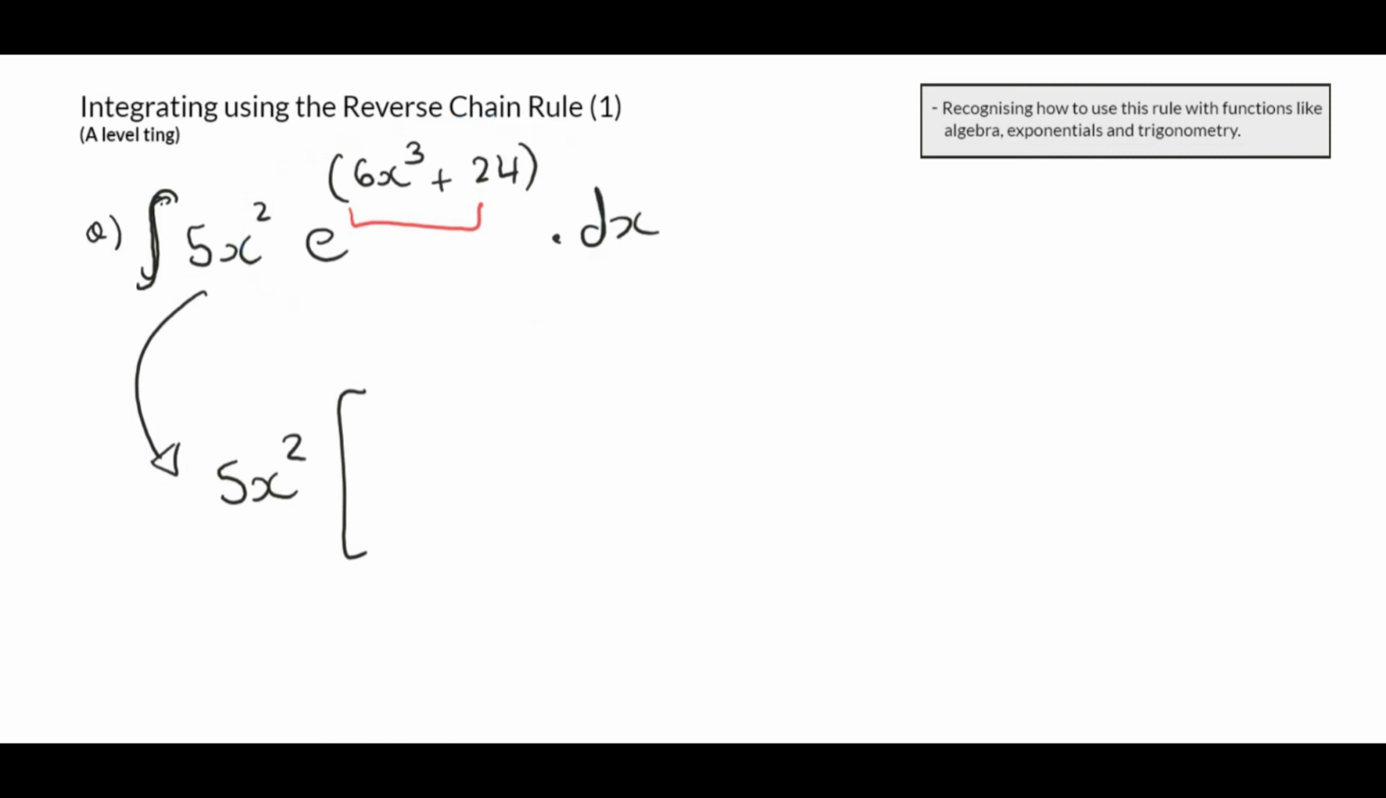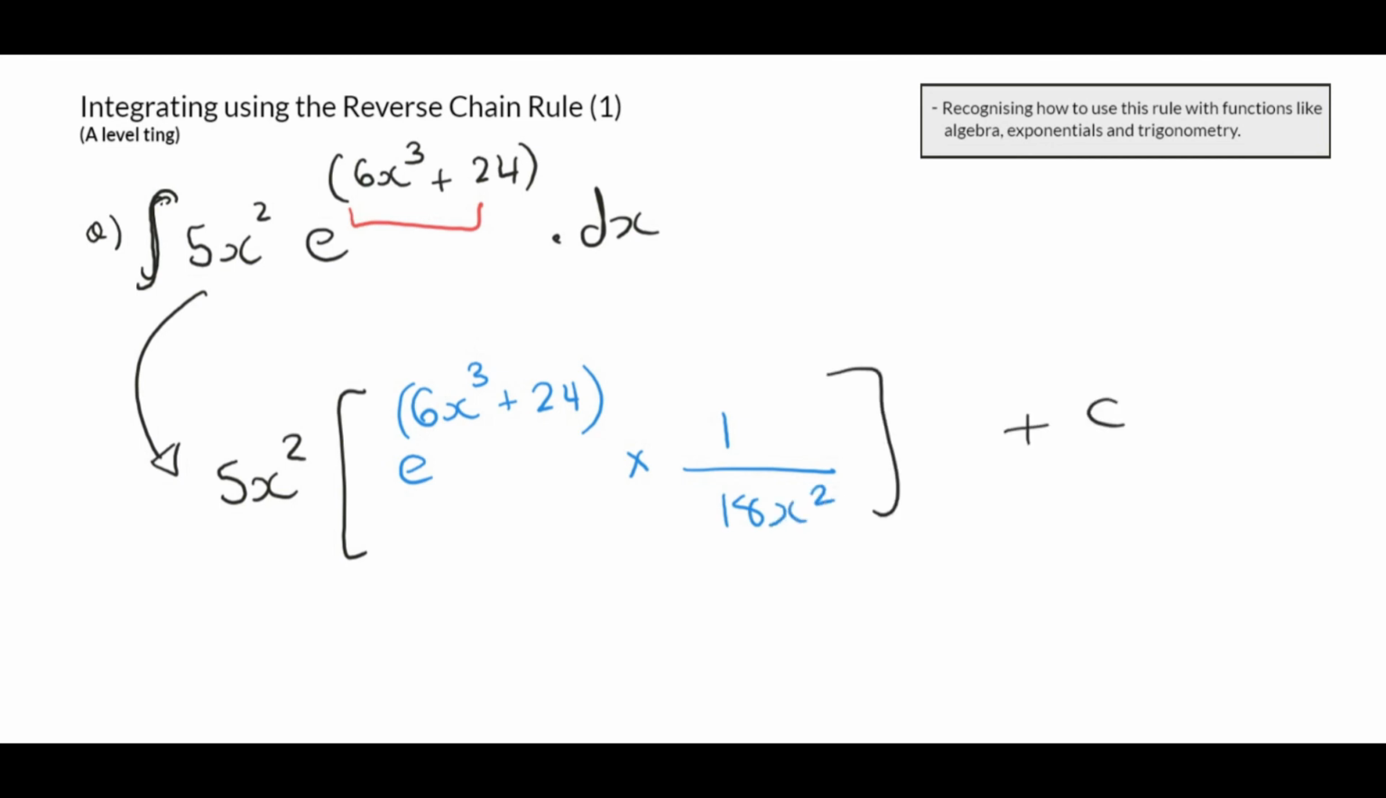So remember how we integrate exponentials? We rewrite everything. I rewrite the whole thing, and then multiply by 1 over the derivative of the inside. What happens if I differentiate this? We just found out it was 18x squared. Close the brackets, put the plus constant. As you can quite clearly see, the x squared cancels, and that's it. The final answer is just going to be 5 over 18.